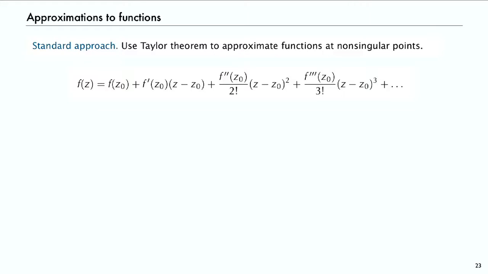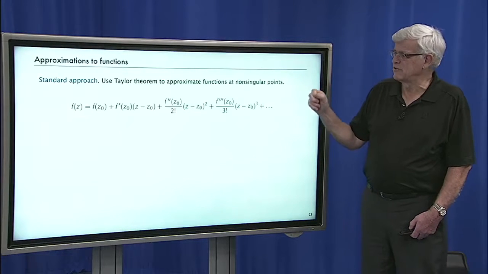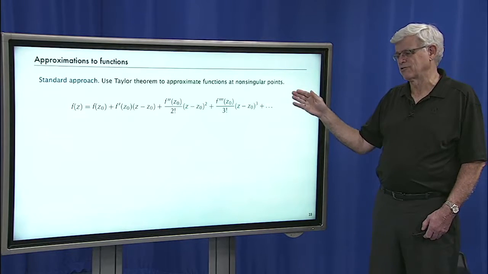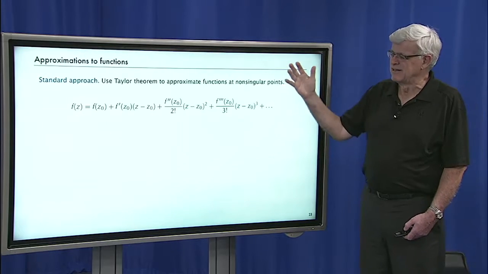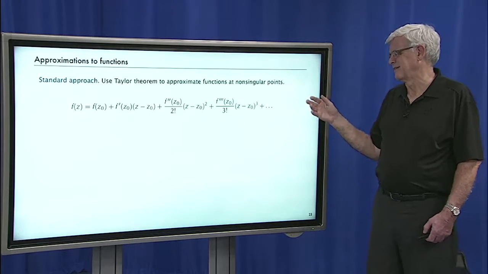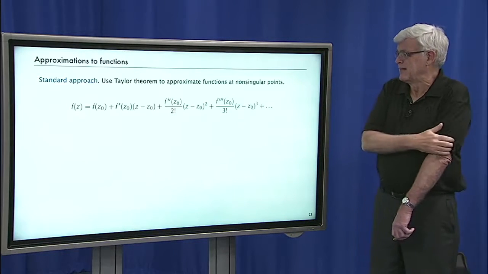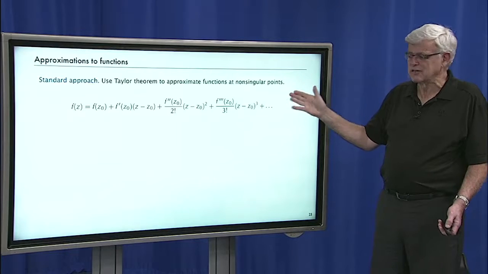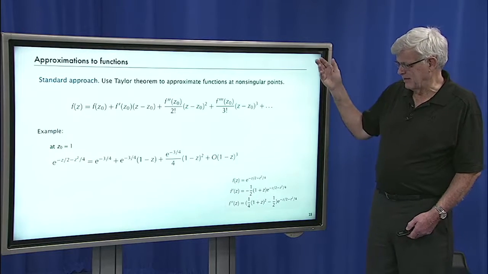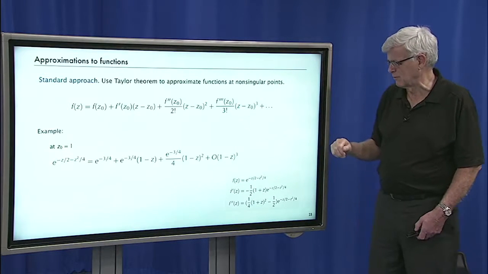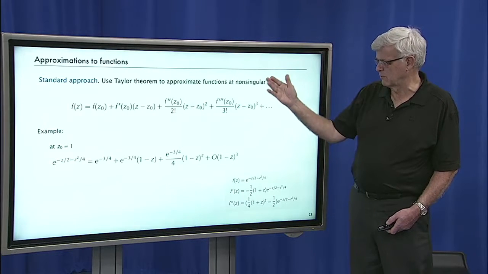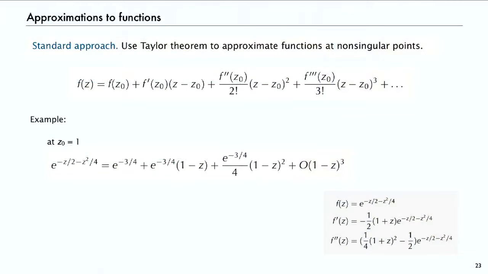Just a quick review: one of the keys to singularity analysis is our ability to use Taylor's theorem to approximate functions at points that aren't singular. That's the definition of an analytic function: it's differentiable everywhere. If it's analytic at a point, it's differentiable at the point, and that means you can expand it at the point just using Taylor's theorem. So say we have this function that I showed before, e^(-z/2 - z^2/4), and we want to expand it at z = 1. Then we can just go ahead and compute the derivatives and evaluate them at 1.